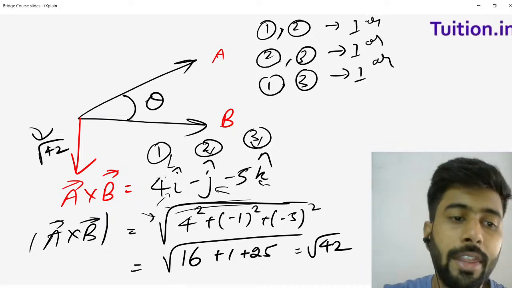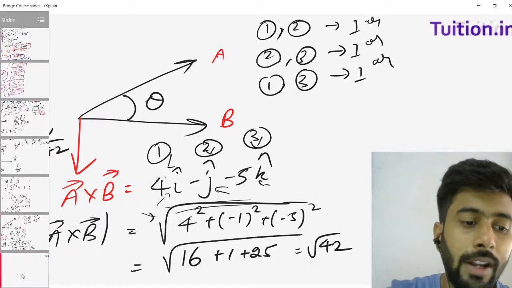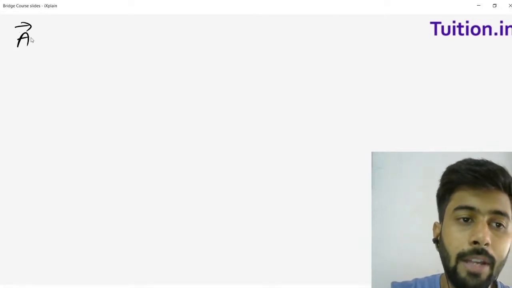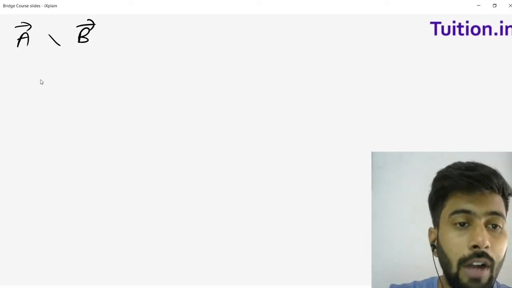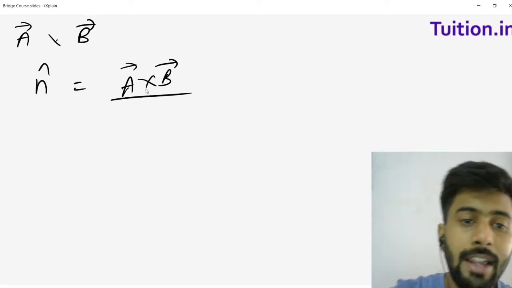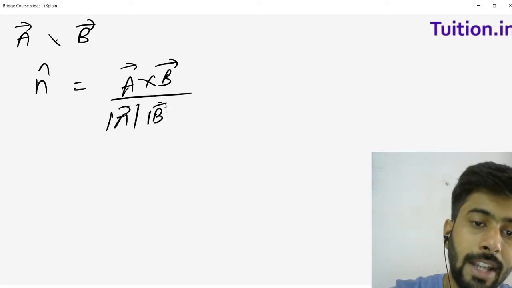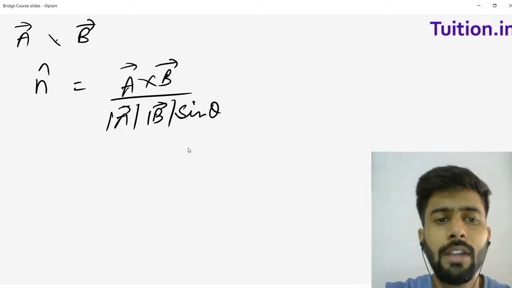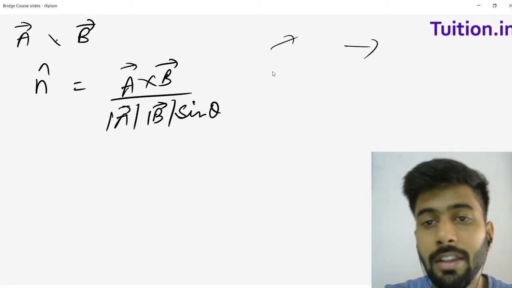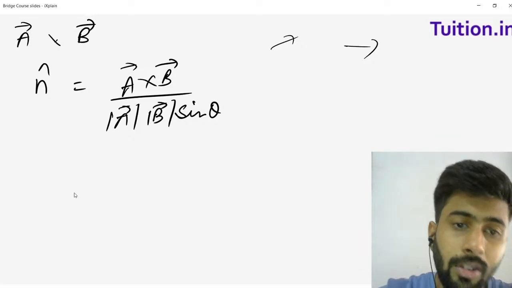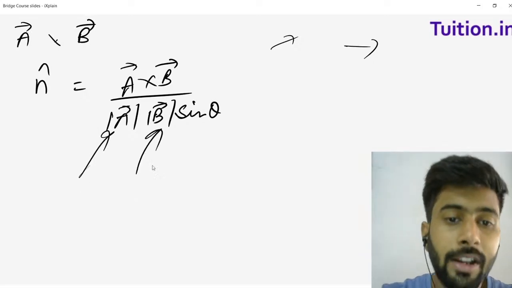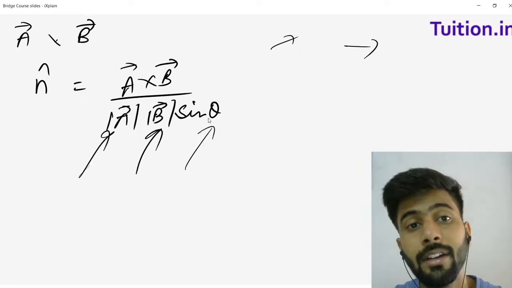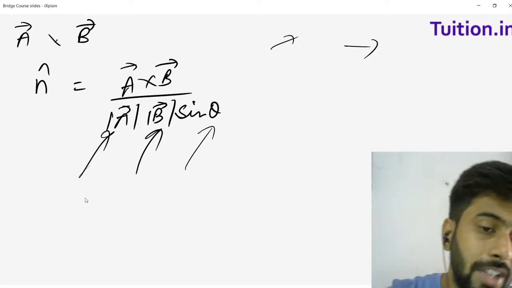Now, one more thing. I told you how to find a unit vector: if there is a vector A bar and a vector B bar, and you want to find a unit vector perpendicular to both A and B, how will you get that n cap unit vector? First do A cross B, then divide that by the magnitude of the cross product, which is mod A mod B sine theta. But if you have A bar and B bar in component form, isn't it tedious to first find the magnitude of A, then the magnitude of B, then the angle between A and B, and then multiply all this? Isn't that too much hard work?